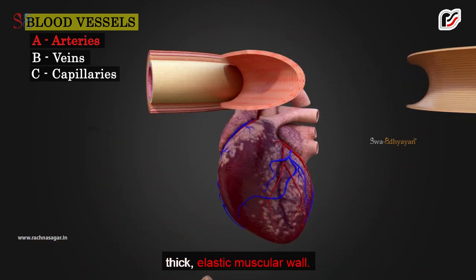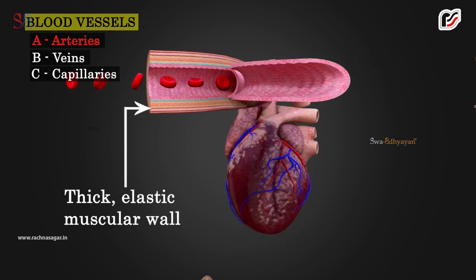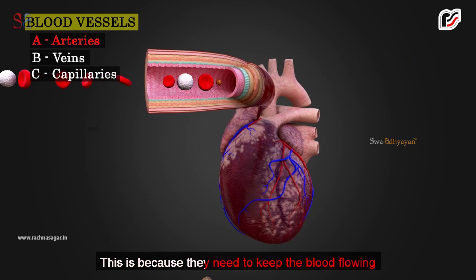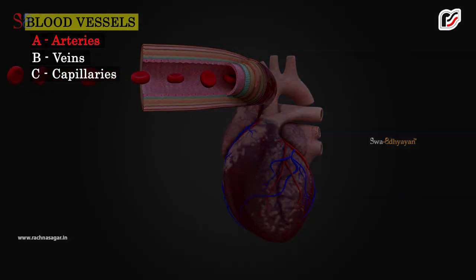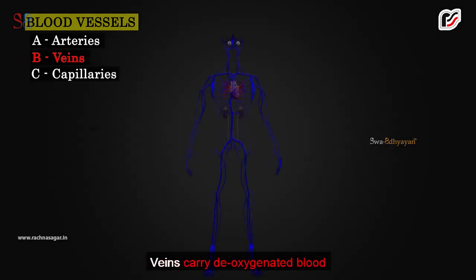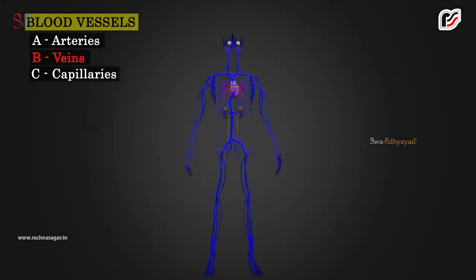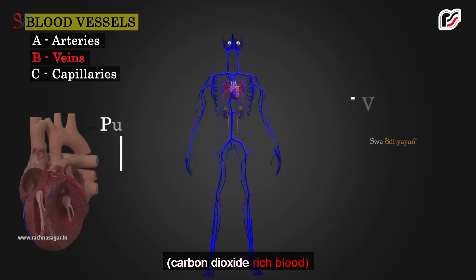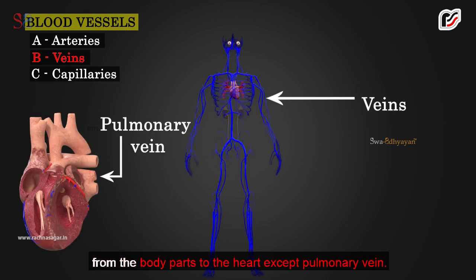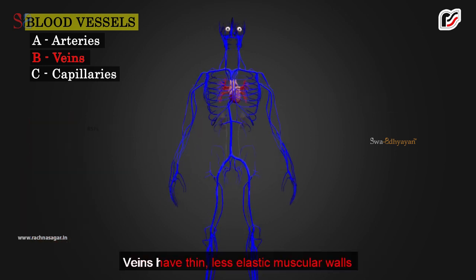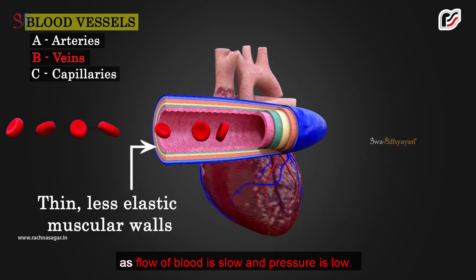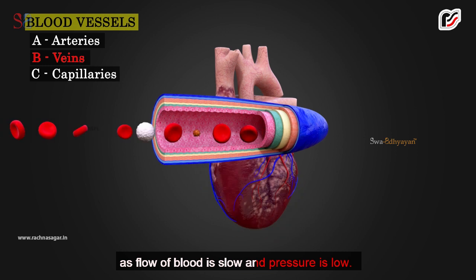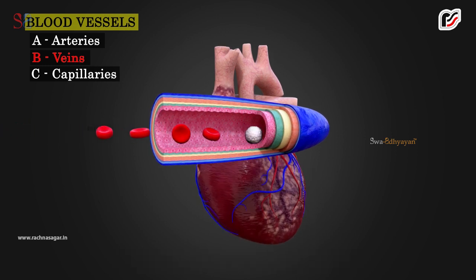Arteries have thick, elastic, muscular walls. This is because they need to keep the blood flowing at high speed and pressure. Veins. Veins carry deoxygenated blood, carbon dioxide rich blood, from the body parts to the heart, except the pulmonary vein. Veins have thin, less elastic muscular walls as the flow of blood is slow and pressure is low.